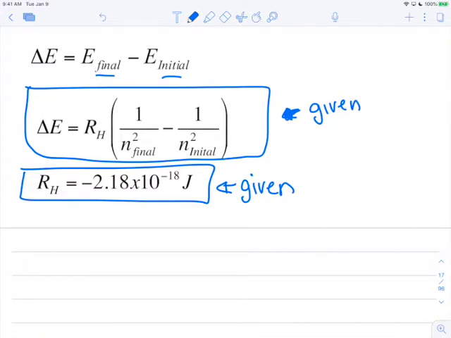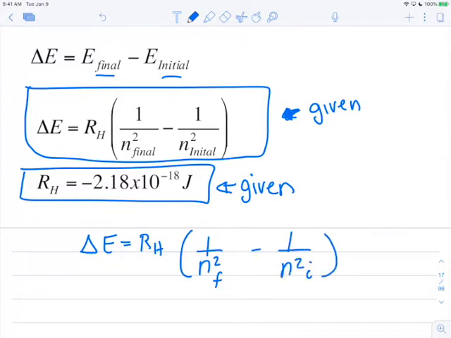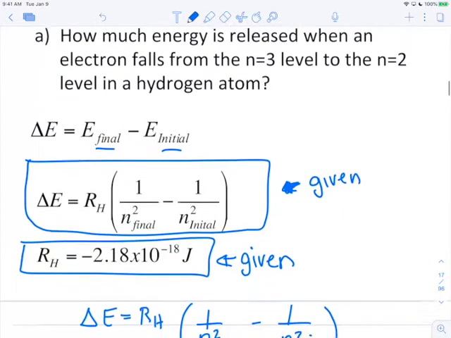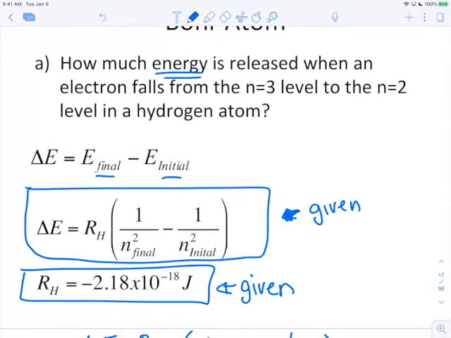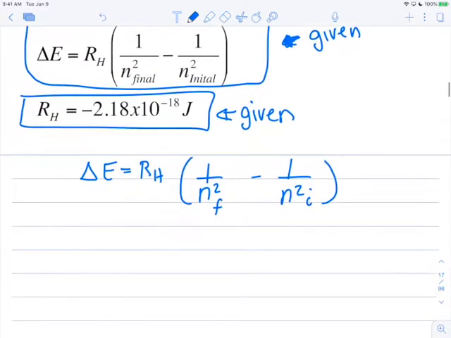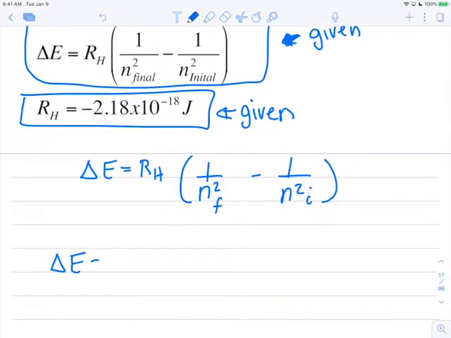All right, so let's start off by writing our formula. We have delta E equals RH times 1 over n final squared, where the f is my final, minus 1 over n initial squared. Here we're asked to find the energy, so that is delta E. Next step, we're going to put in our Rydberg constant, so negative 2.18 times 10 to the negative 18 joules, like so.